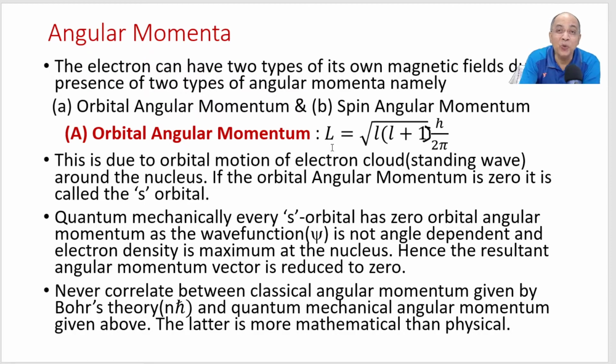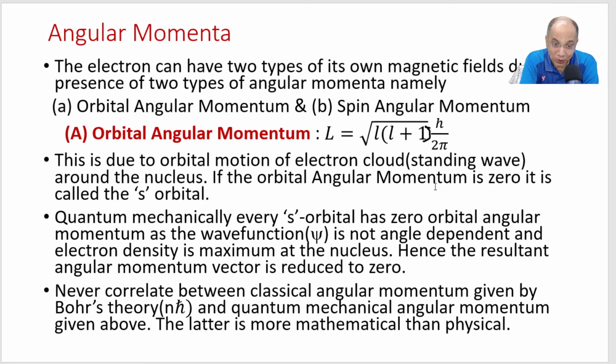Very, very unconvincing. It is a paradox. I'll tell you, for all s orbitals, the orbital angular momentum is 0. Only when it is a p orbital, doesn't matter whether it is 2p or 3p, any p orbital, l is 1, 1 plus 1, 2, root 2 into h by 2 pi. If it is a d orbital, then l is 2, 2 plus 1, 3, 3 twos are 6, root 6 h by 2 pi, and so on.